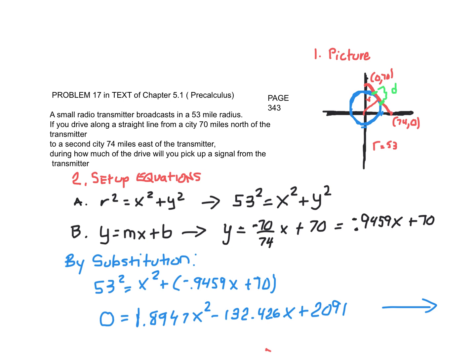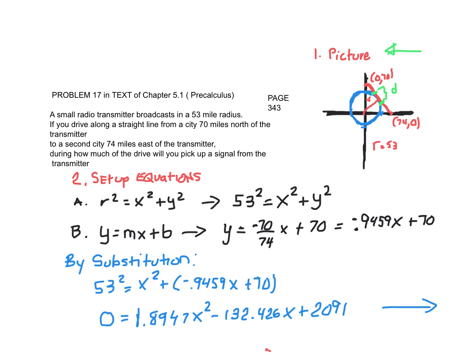If you drive along a straight line from a city 70 miles north of the transmitter to a second city 74 miles east of the transmitter, during how much of the drive will you pick up a signal from the transmitter? So the first part of this problem is we are going to draw the picture, right?